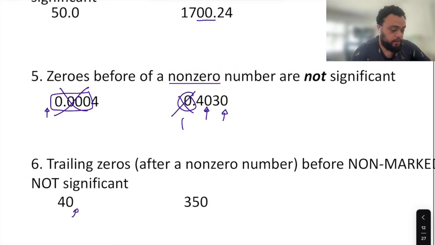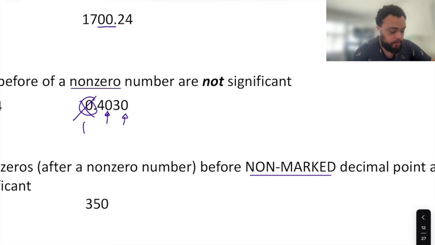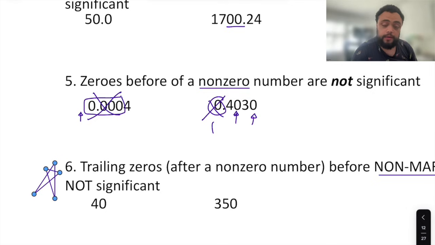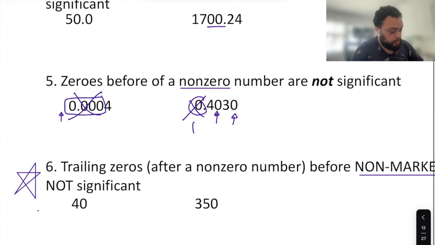Trailing zeros after a non-zero number before non-marked decimal points are not significant. So that means that, and pay special attention to this one. This is the one that gets students every single time. I swear it does every time. All right. Trailing zeros after a non-zero number before non-marked decimal points. So there is only one significant figure in this number. That is the four right there. This zero is not a significant number.